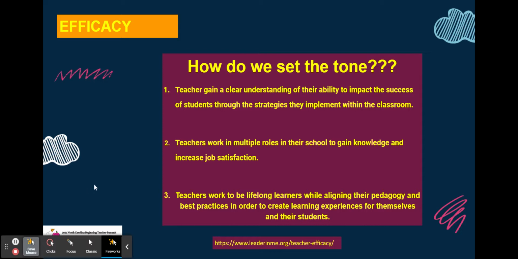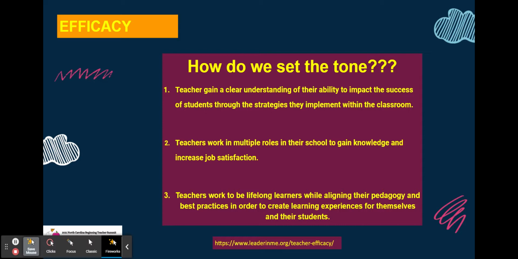Number two, teachers work in multiple roles in their school to gain knowledge and increase job satisfaction. This is huge because you have the opportunity to really grow your school. And so I teach middle school, and I can remember during my beginning teacher years that my principal asked me to take roles in my school. And I was so nervous because I was new to the profession of teaching and had gained all of this responsibility of the students in my class and then my role as a teacher. And so I thought, man, I'm going to take something else on.